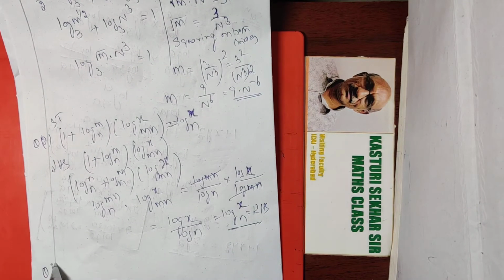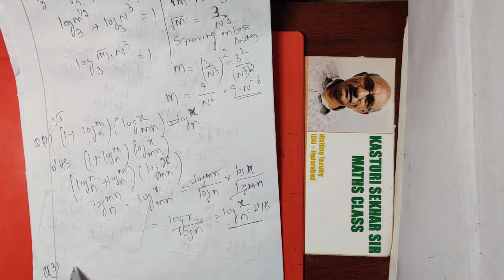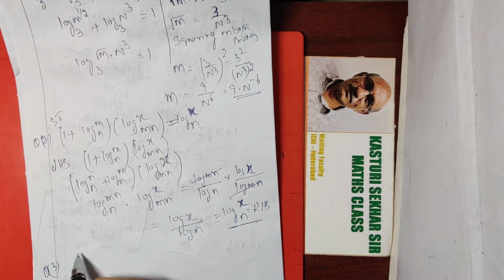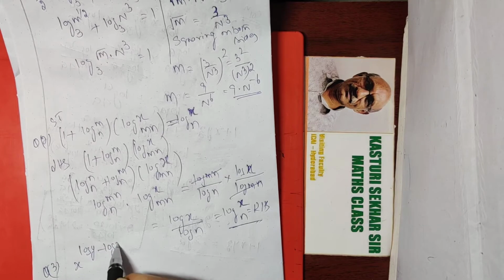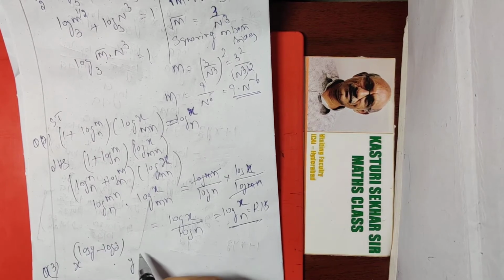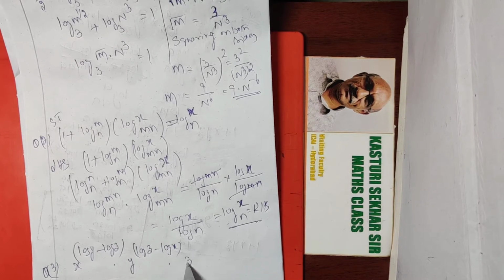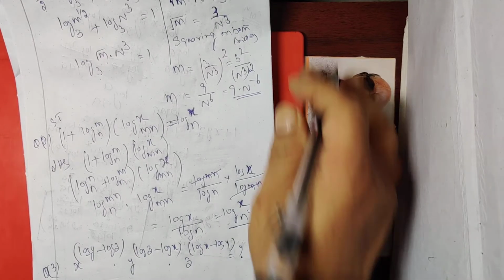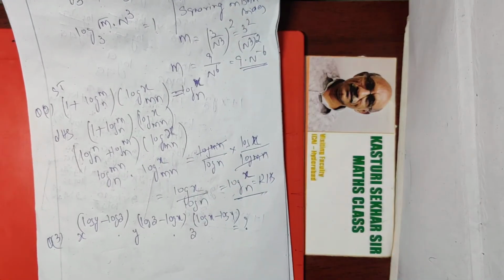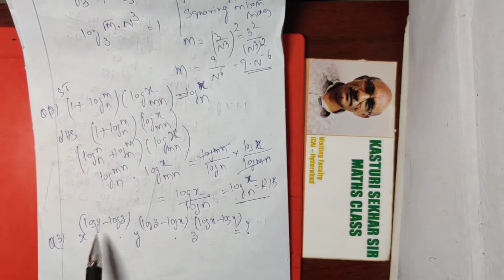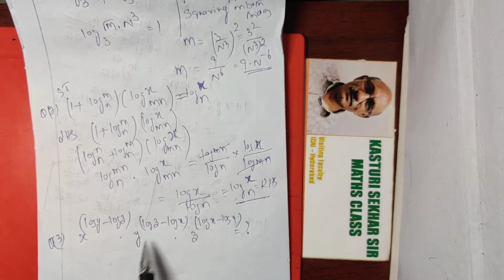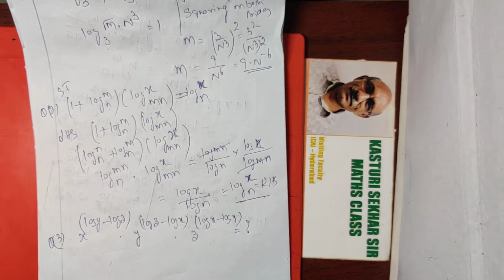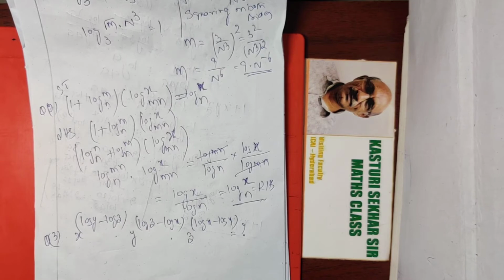Now let us see question number 3. X to the power log y minus log z into y to the power log z minus log x into z to the power log x minus log y is equal to question mark.